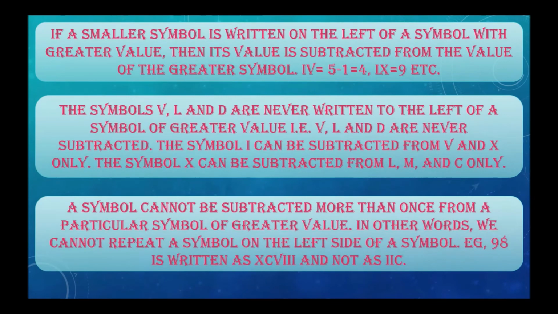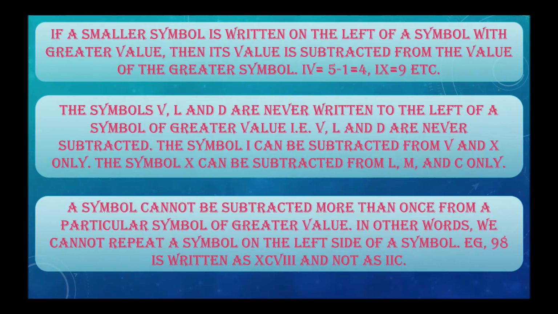If a smaller symbol is written on the left of the symbol with greater value, then its value is subtracted from the value of the greater symbol. The symbols V, L, and D are never written to the left of the symbol of greater value. That is, V, L, and D are never subtracted.